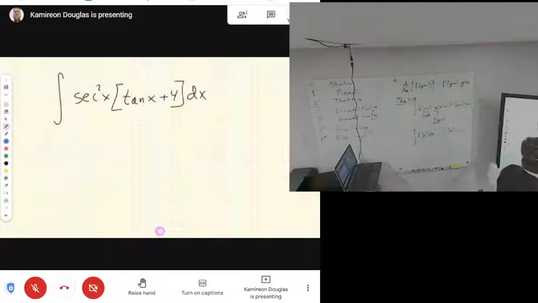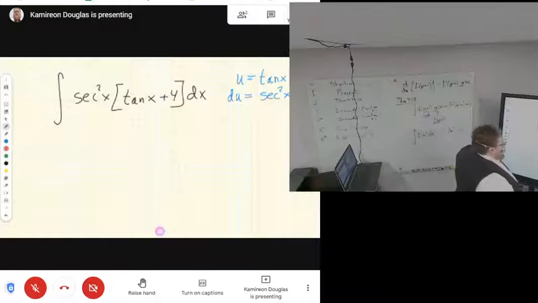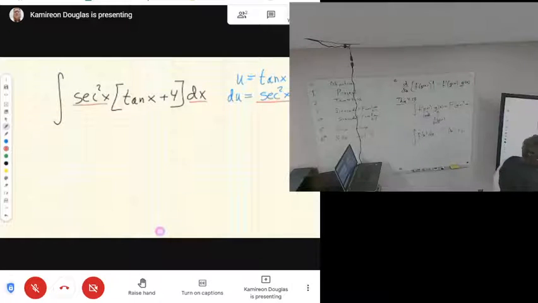Tangent plus 4. Yes. u is equal to tangent plus 4. Why is it the best one? Because the outside is the derivative. That's right. So, the derivative of tangent of x plus 4 is secant squared of x dx. So we're changing x at this point. What I can now do is, everywhere there is a secant squared x dx, which is right here, I can replace with just du. Meaning I now have the integral of u du.